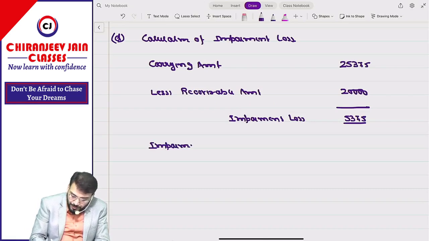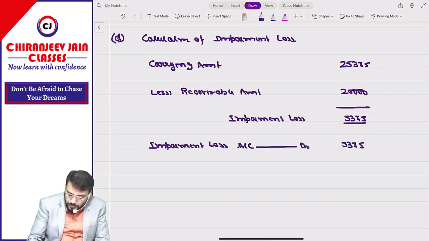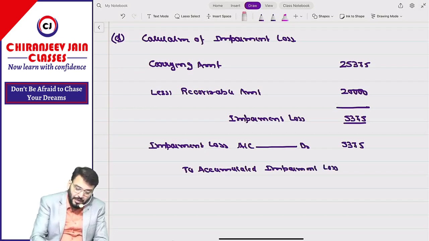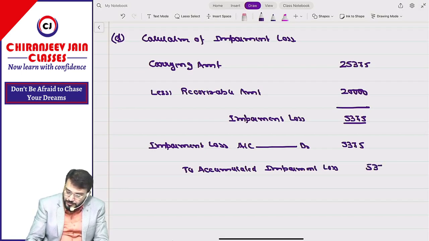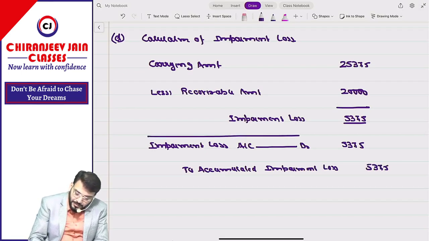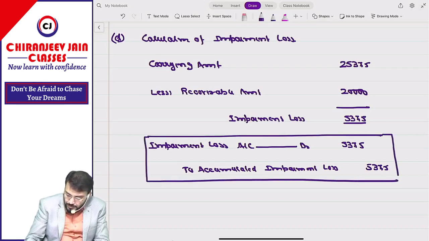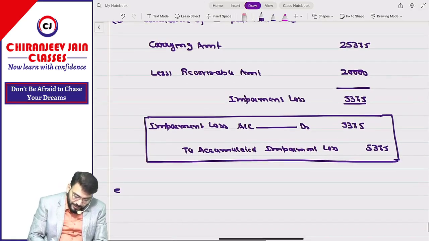Only for your understanding, I am passing one journal entry. Impairment loss account debit, how much? To accumulated impairment loss, just like depreciation. You need to pass a similar type of journal entry. Accumulated impairment loss 5,375, and this impairment loss will be charged to the P&L account. Understood.